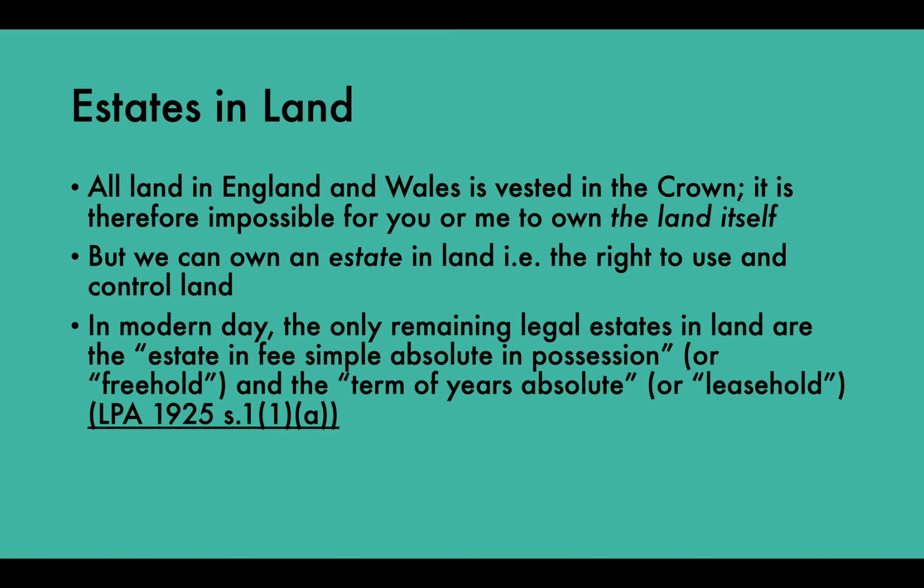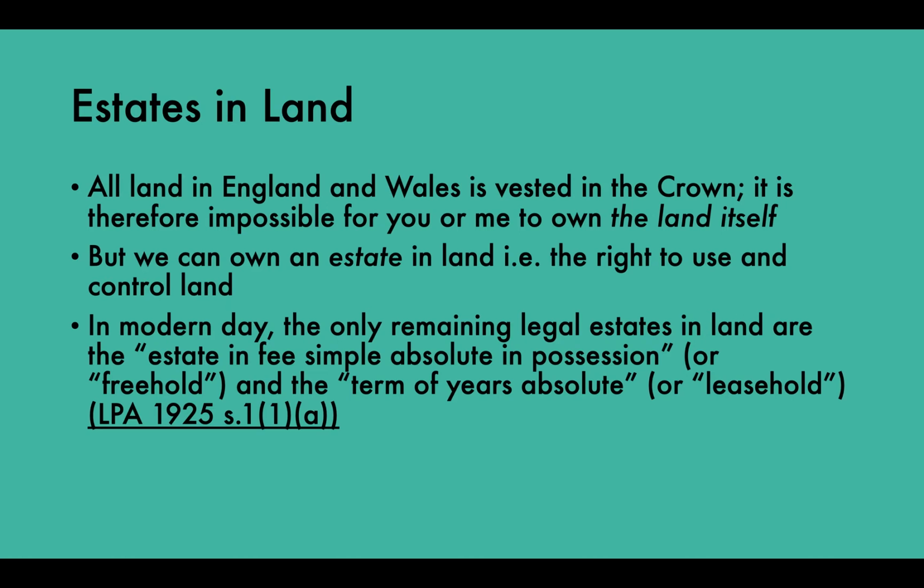Now, all land in England and Wales is vested in the Crown itself. It is therefore impossible for you or me to actually own the land itself. So in 1066, William the Conqueror conquered England, and one manifestation of this was that he became the owner of all the land. This brought about a conundrum. If he owned the physical land, then what could the people own?